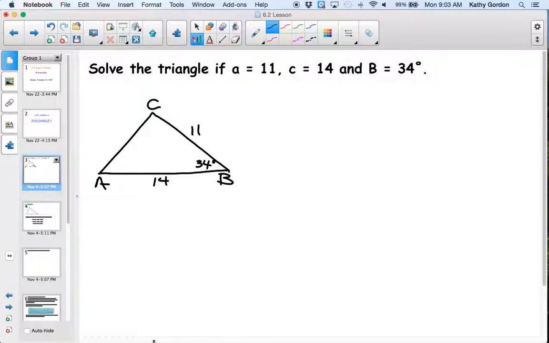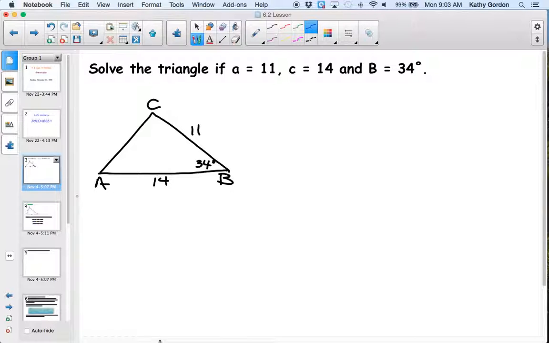So what kind of a triangle would you call this? Equilateral. Really? 14 and 11? I just looked at it and I thought it was. Wow, it's not actually. Do I need to label not drawn to scale?